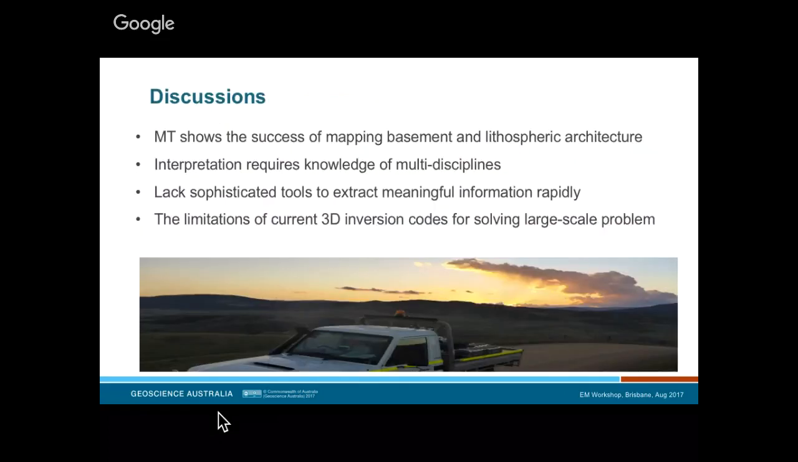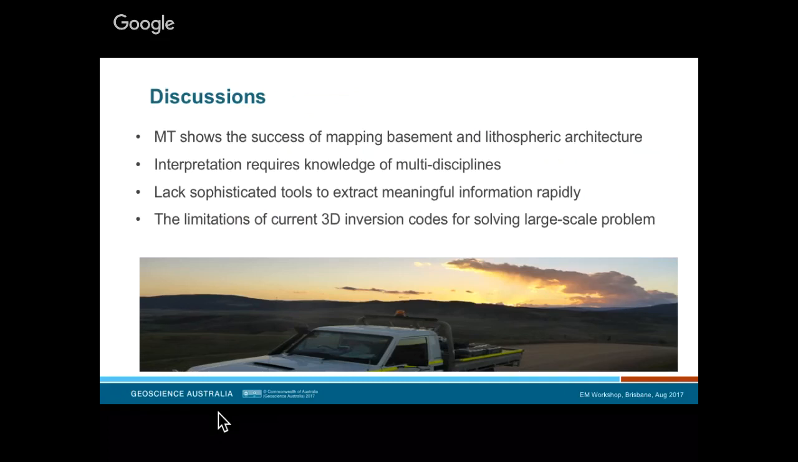But we have a lot of issues. We see some success mapping the basement and the lithospheric architecture. But the interpretation is hard because it really requires a lot of different knowledge, like petrology and geochemistry. So how do we link all of this? We think about joint inversion, or some dynamic, with the geophysics. That's what we try to push for, but that's still a work in progress. And we also found MT pretty much is an academic player. We don't have really sophisticated tools for extracting information quickly, from data processing, modeling, or data analysis. We really need this kind of tool so we can move around quickly.